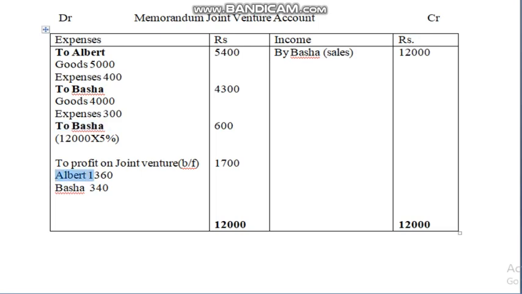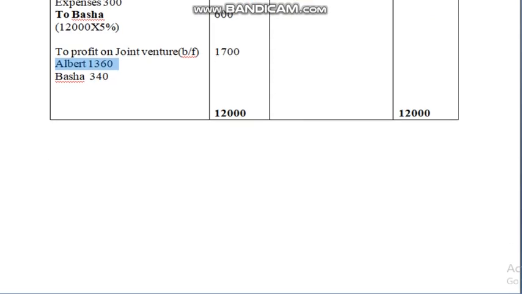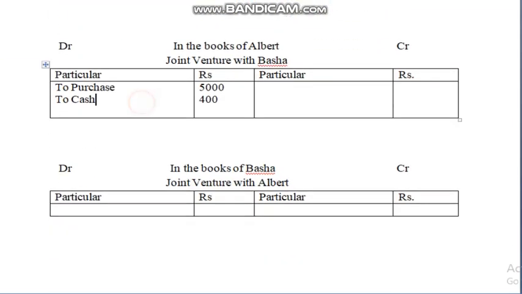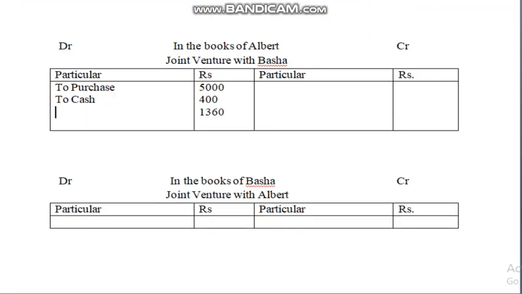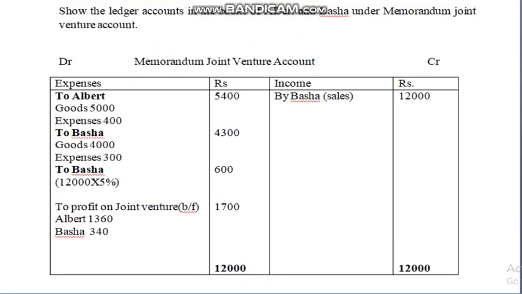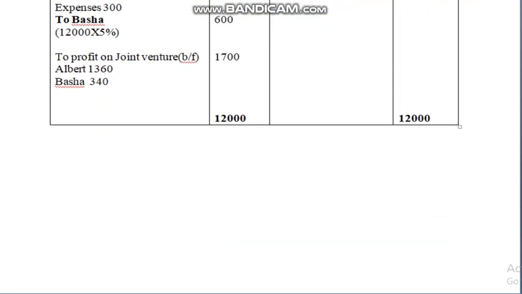Here the profit transaction is relating to Albert. How much is the profit earned by Albert? The profit earned by Albert is 1360 rupees. So in Albert's account, record 1360 rupees, and this is profit. So to profit and loss account. The transactions of Albert are over.